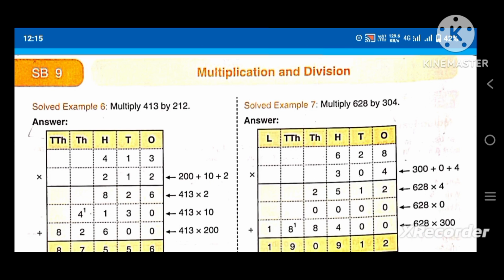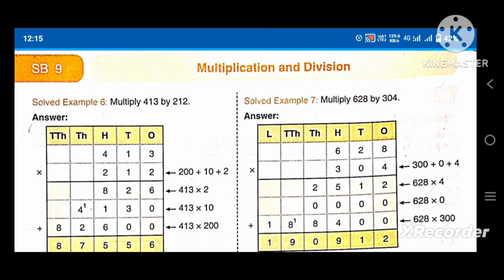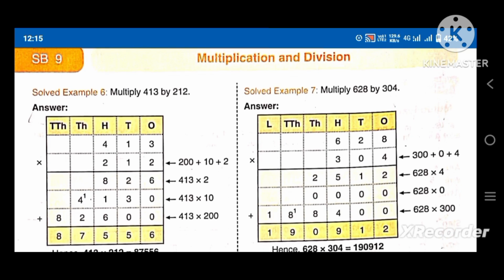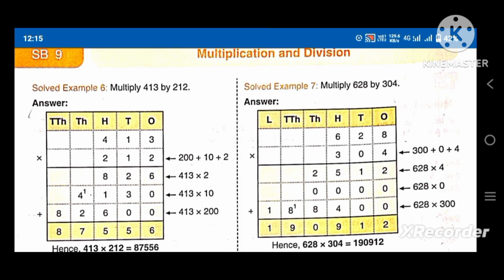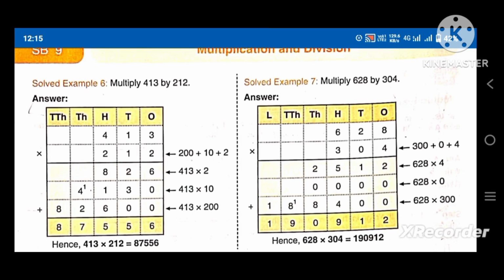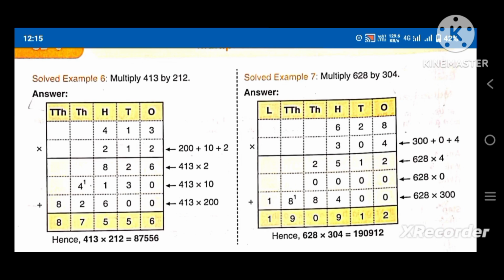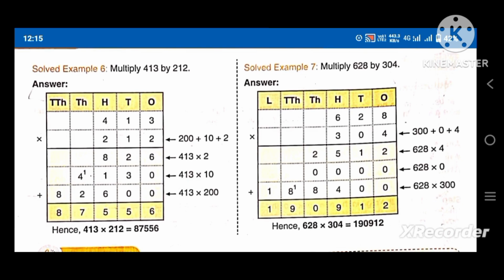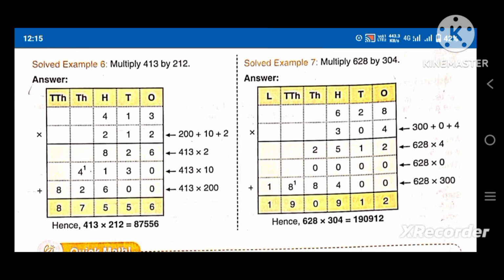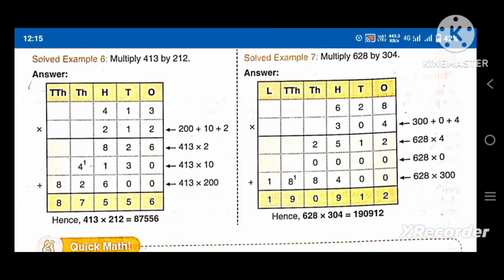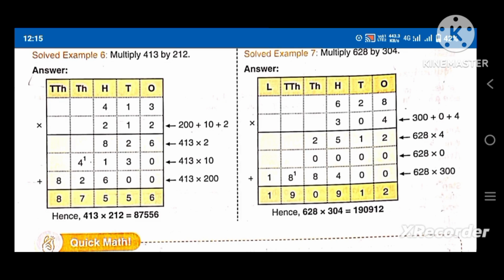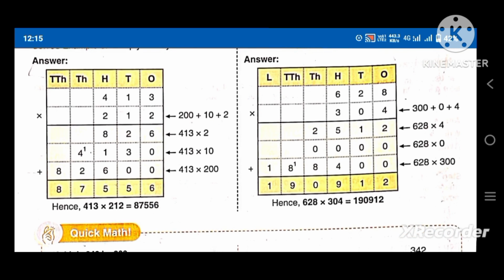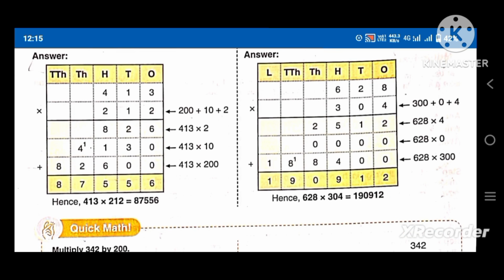Multiplication and division SB-9. Solved example 6. Multiply 413 by 212. Answer. Put the numbers in place value table. 413 is multiplied by 212. 212 means 200 plus 10 plus 2. 413 is multiplied by 2. First product is 826.